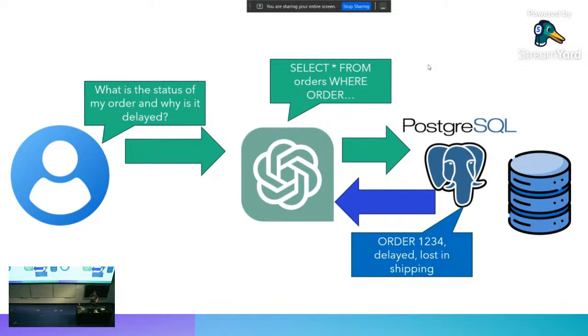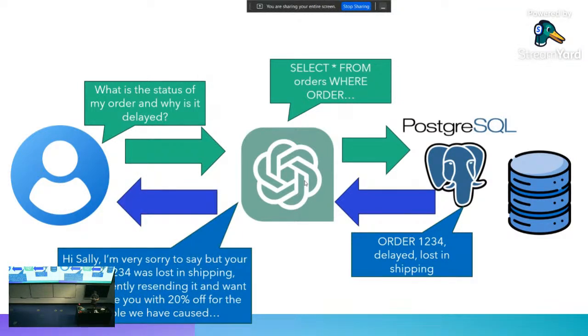When we think back to that Google example, it's just giving the whole page of results. It's not doing anything smart. The smartness happens with ChatGPT, where it starts to analyze things. And then ChatGPT can go, yes, hi, I'm Sally. Hi Sally, I'm very sorry, but your order was lost in shipping, and so on. You have all the natural language processing there.